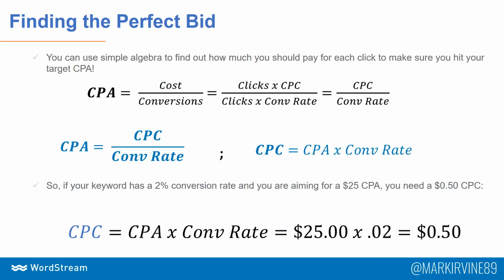Now, I'd be remiss to say that you couldn't do all of that without algebra. I come from a very data-heavy background, so I'm always happy to share the math behind all of this. Effectively, you need to make sure that your cost per click is equal to the CPA you want times your conversion rate. So in that example, if a keyword had a 2% conversion rate and I wanted to spend $25 per lead, I'd need to pay 50 cents per click.